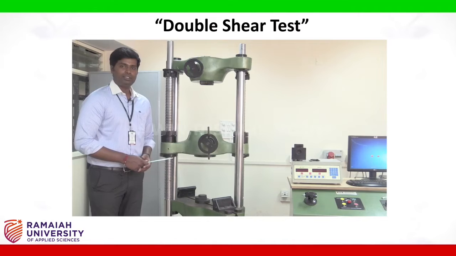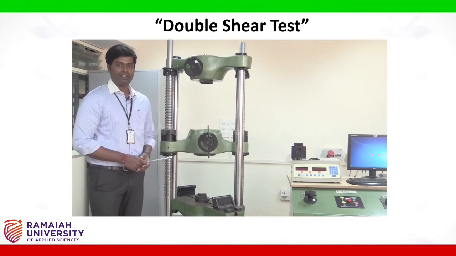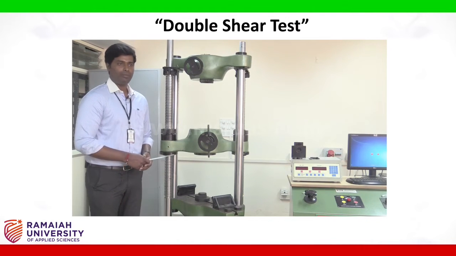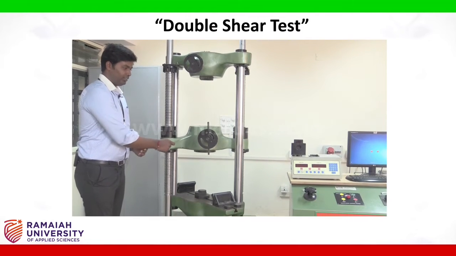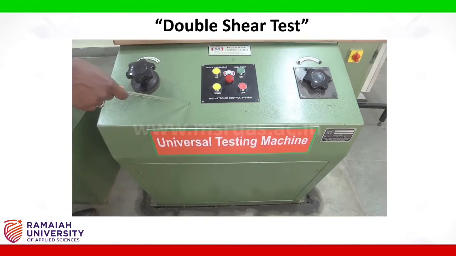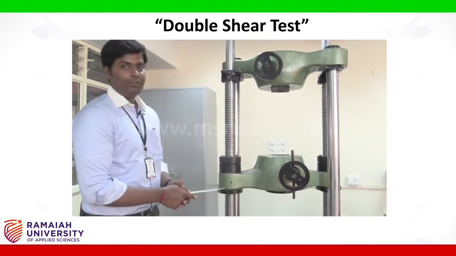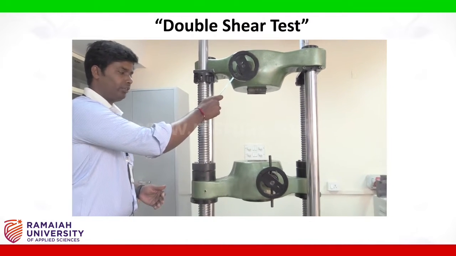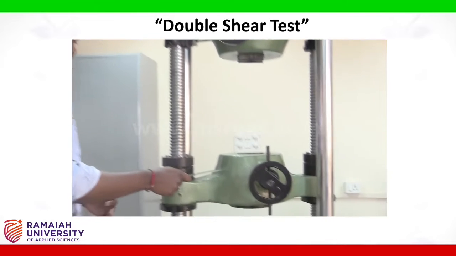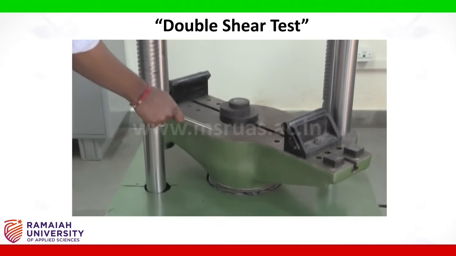This universal testing machine is a computerized and hydraulically operated machine. Mainly it consists of two parts. One is the loading unit, another one is the control unit. This loading unit consists of three parts: this is the upper crosshead, middle crosshead and lower table.